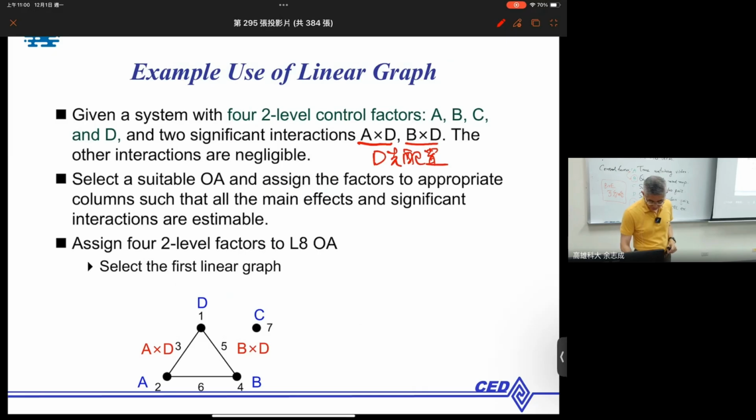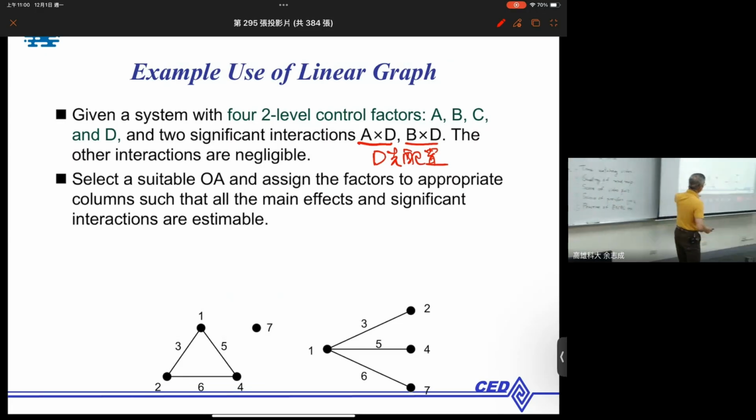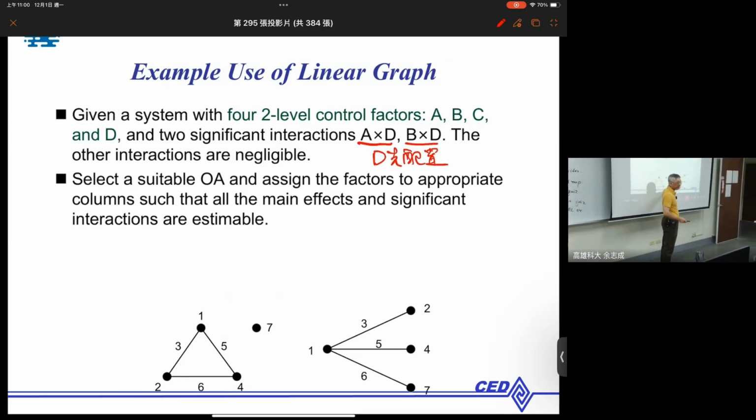You can also try the other one. In this case, we can also try this linear graph. We did use this linear graph, but we can also try this linear graph. Why? Because it also has 4 dots, 2 lines. Then we can assign D first. So we can put D here.